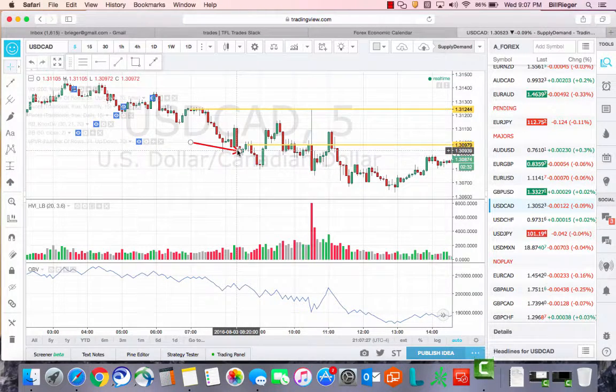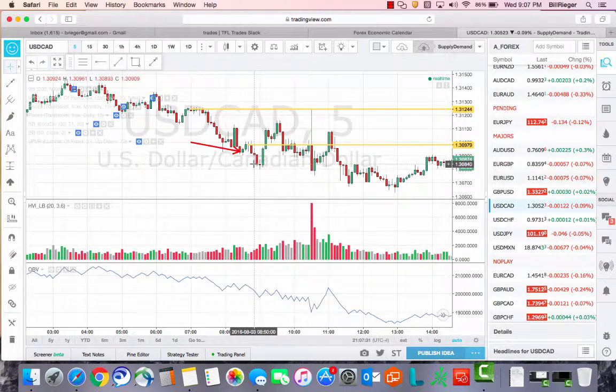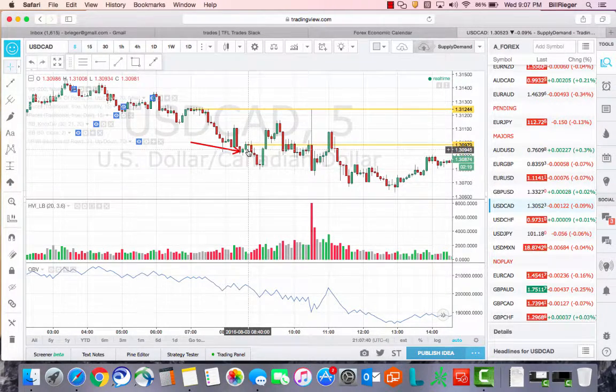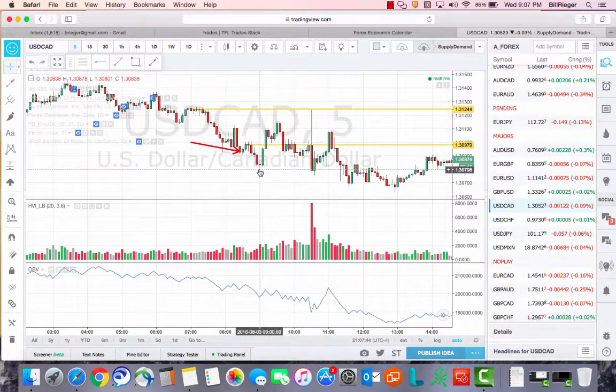My target on USDCAD on the 5 minute is 20 pips. So when I get down 10 pips, I add another trade to it to get down to 20, so it ends up being 30 pips total. I came down here just enough to trigger my second entry, and then boom, went up here.